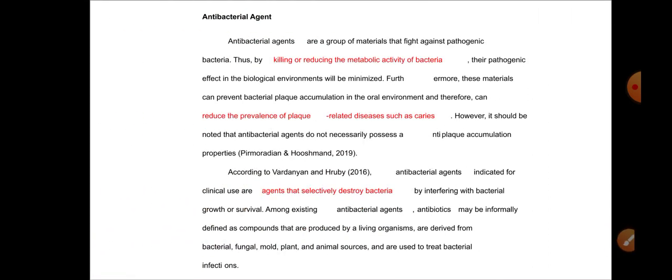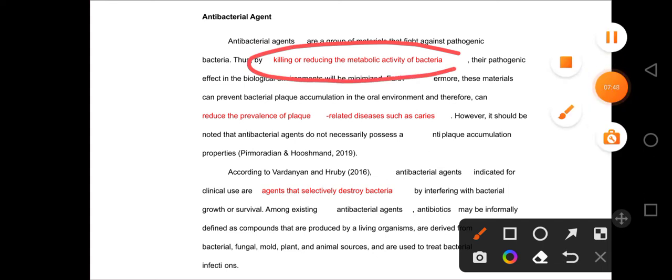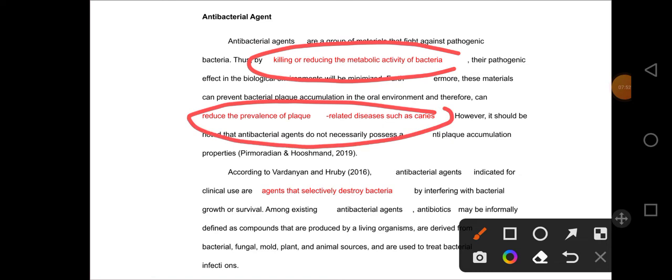Next, we have here an example. So take notice, class, of the highlighted terms. So we have here our highlighted phrases. We have here killing or reducing the metabolic activity of bacteria. We have reduced the prevalence of plaque-related diseases. And we have here agents to selectively destroy bacteria.